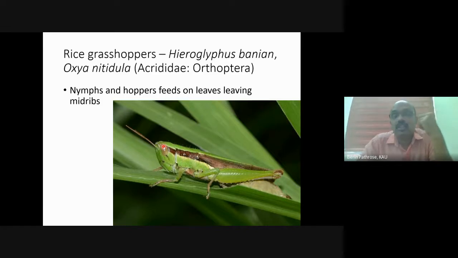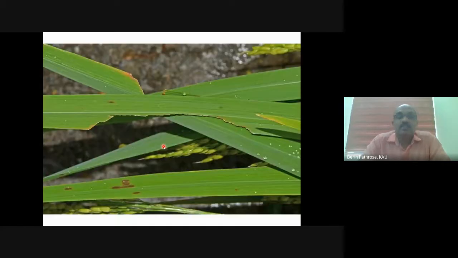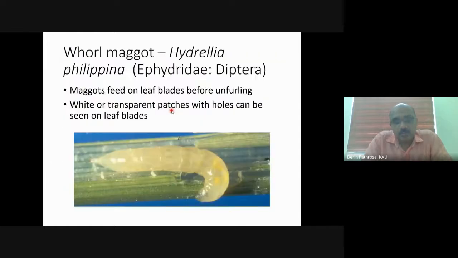Acrididae is short-horned grasshoppers. Here, both the nymphs and adults feed on the leaves, leaving only the midrib. This is the picture of the grasshopper. I will show the damage also. This is common. We usually see the damage in the field, but we don't see it causing any economic damage to the crop. So we usually leave the crop without any management. You see this. The leaf will be fed and only the midrib will be left. That is a typical feeding habit of grasshopper. This is like another grasshopper.